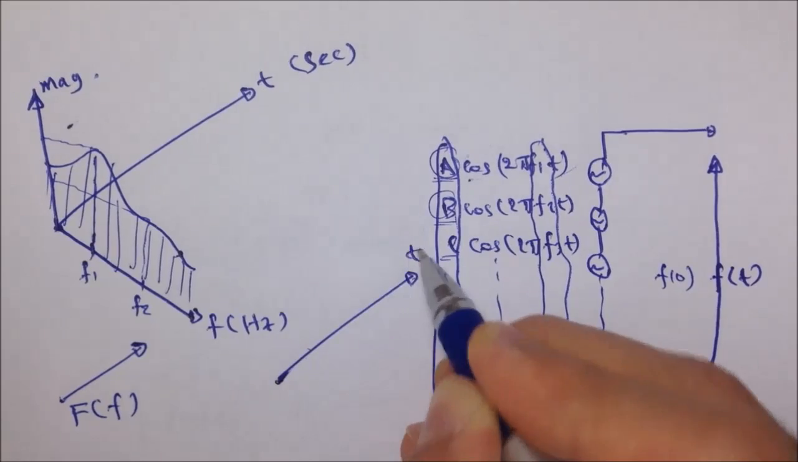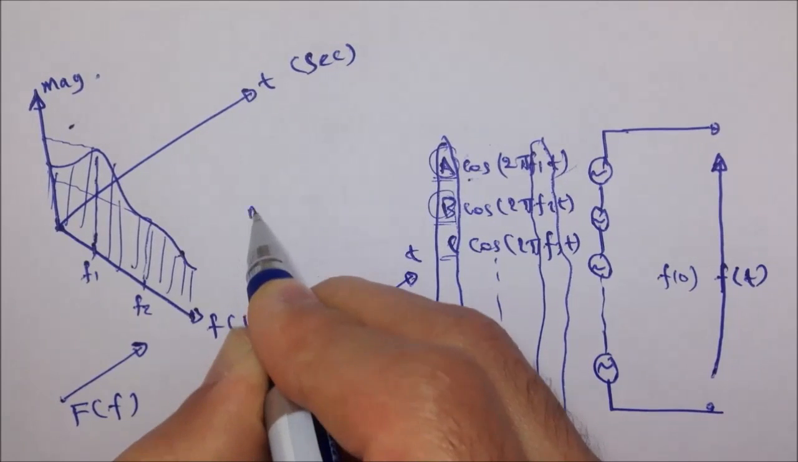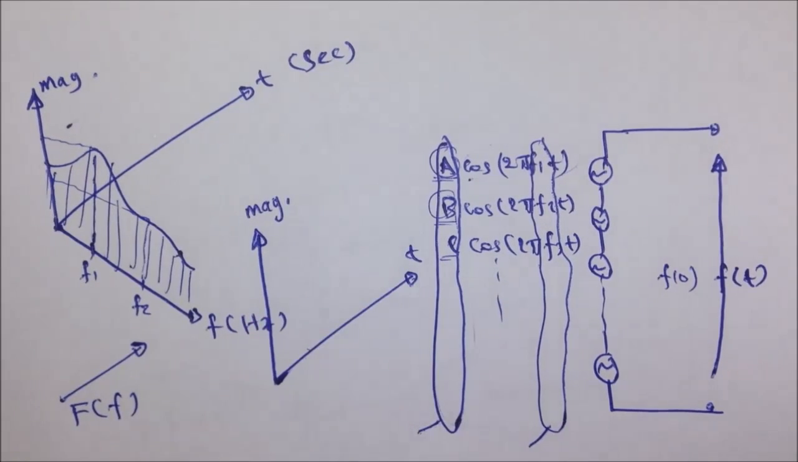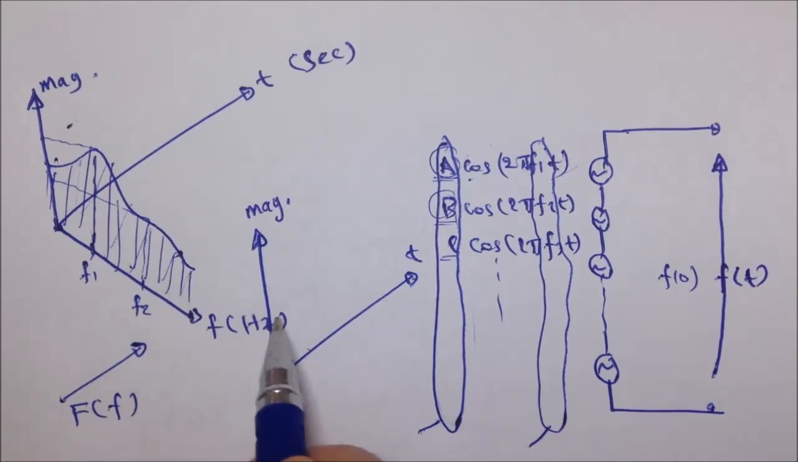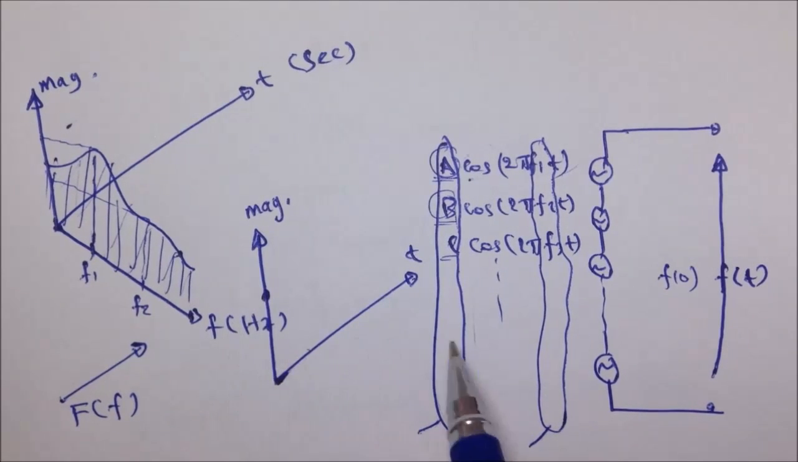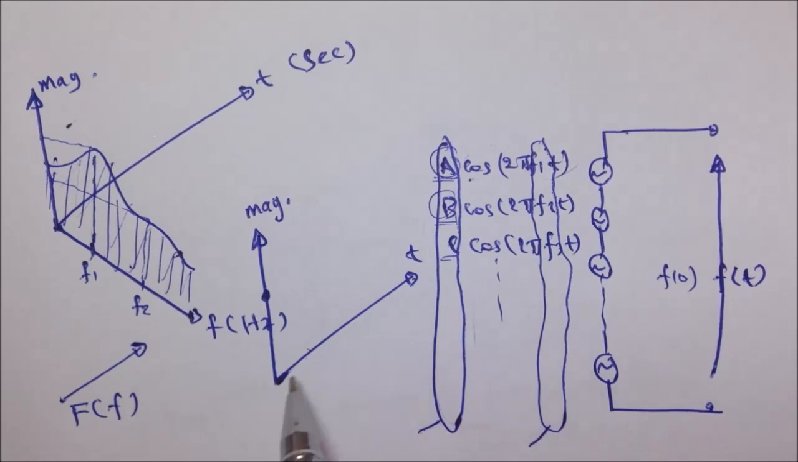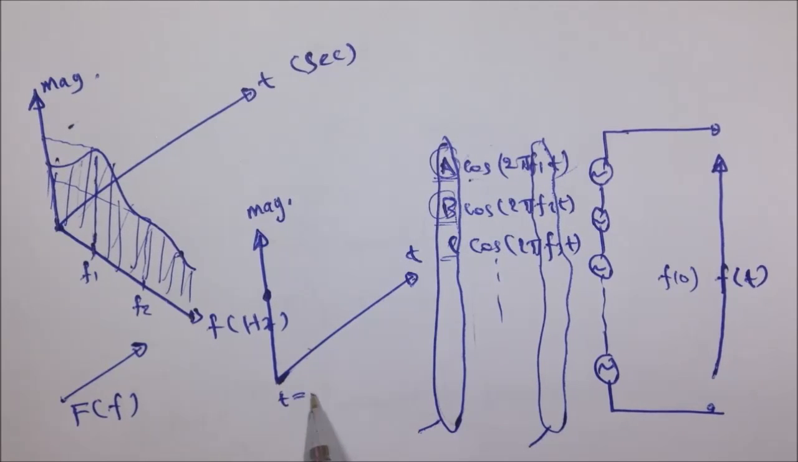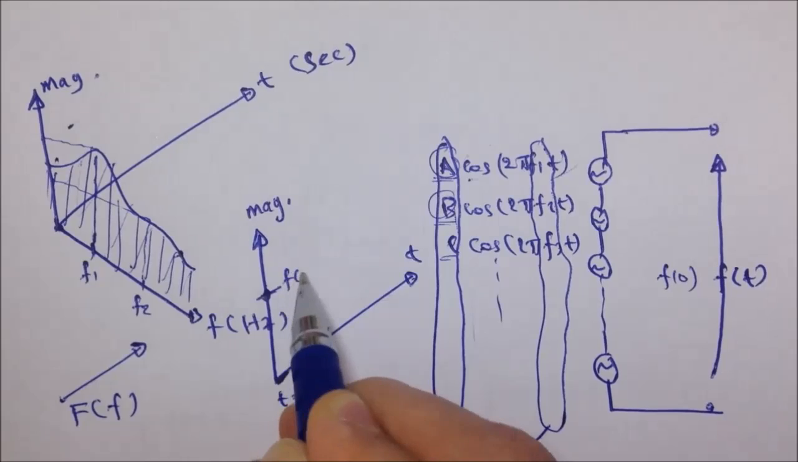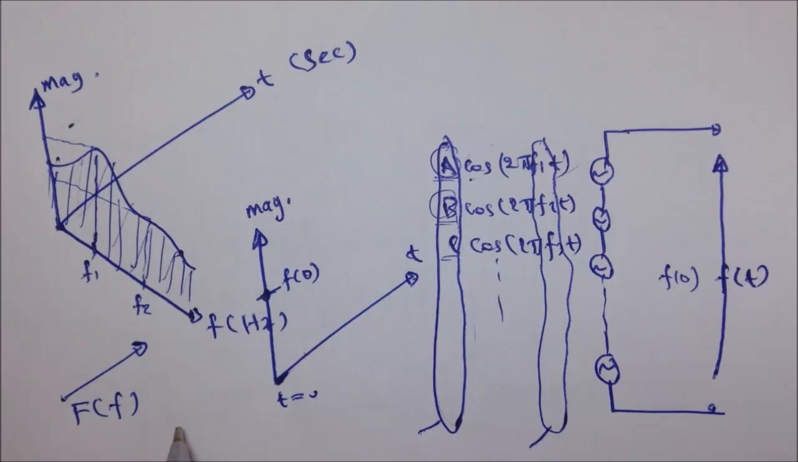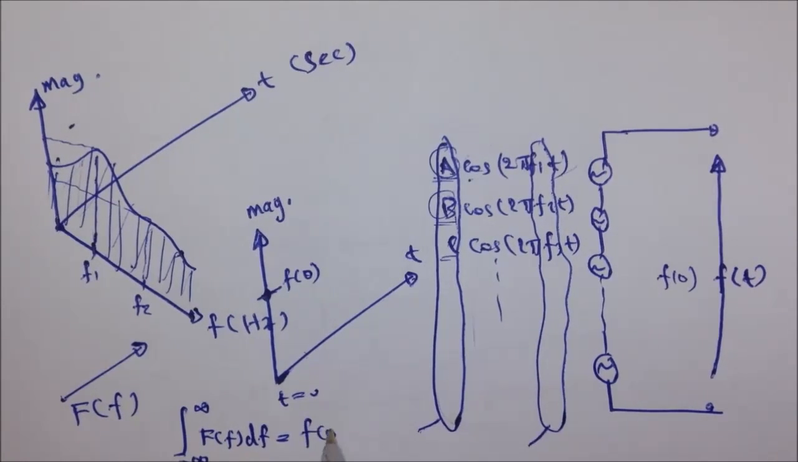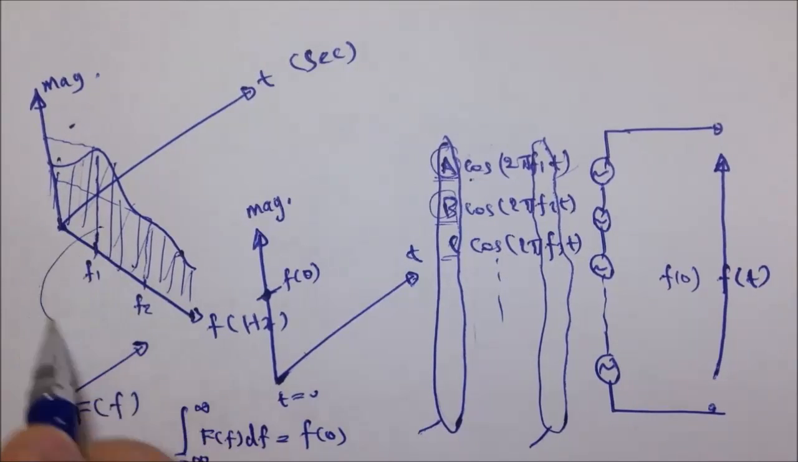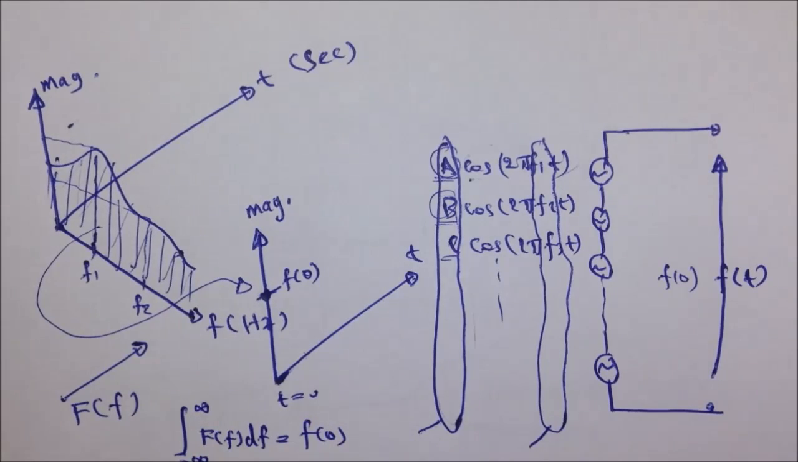And what do we get if this is time domain? Now this is the magnitude of the time domain signal. So the area under F of f in the frequency domain equals the value of the time domain signal when t equals 0. So this is the value f of 0. We have the integration from minus infinity to infinity of F of f df equals f of 0 in time domain. So this area equals this point.